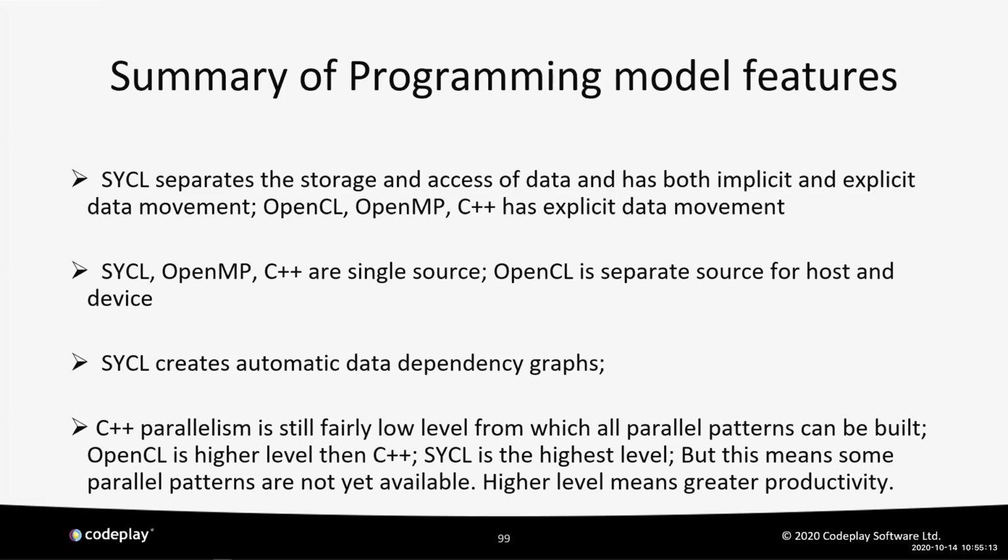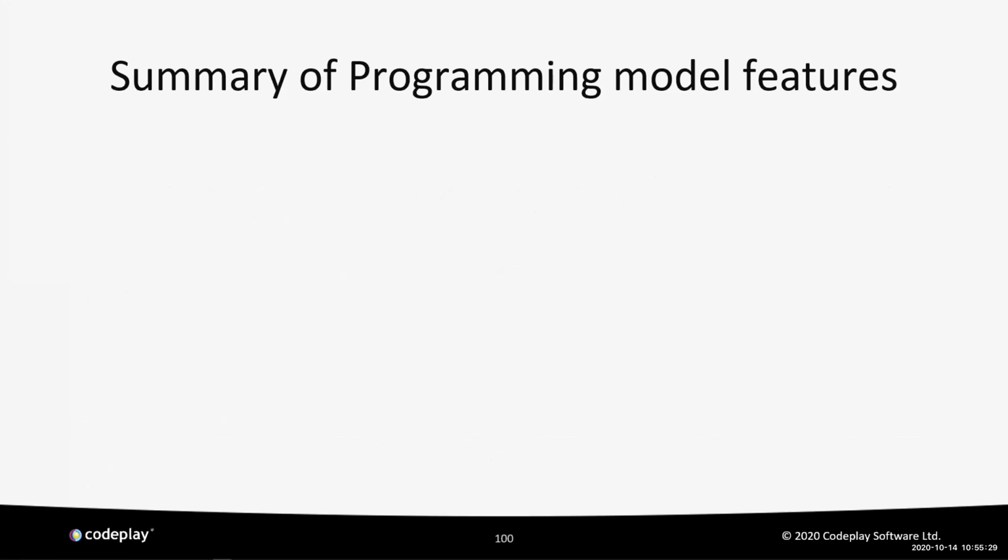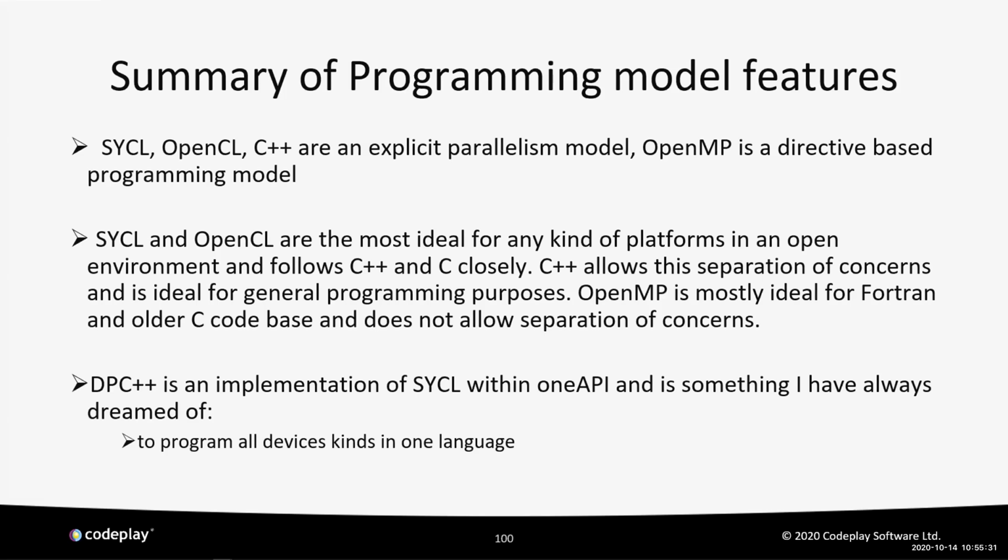C++ parallelism is still fairly low level, from which all the parallelism can be built right now. OpenCL is higher level. And SYCL is the highest level, but this means some parallel patterns are not yet available, and higher level means greater productivity. And lastly, SYCL and OpenCL are an explicit parallelism model.